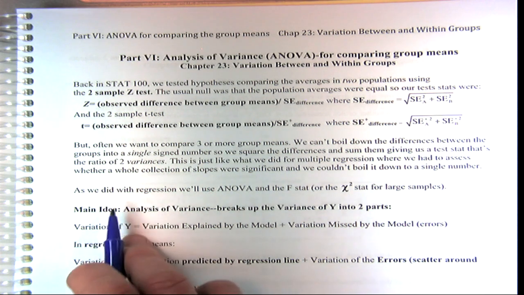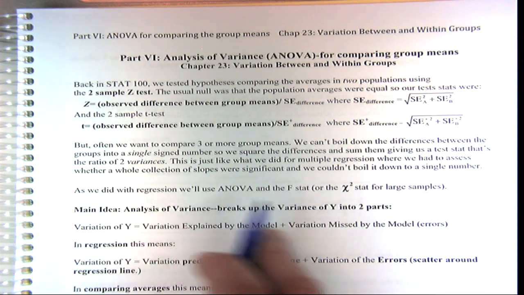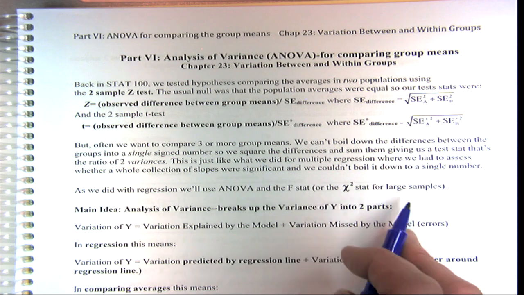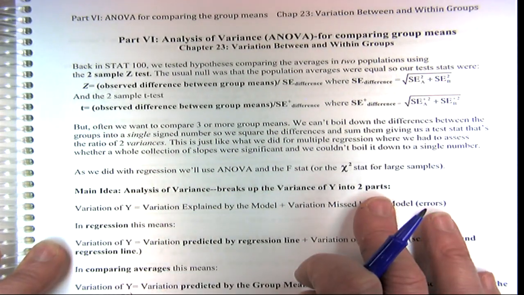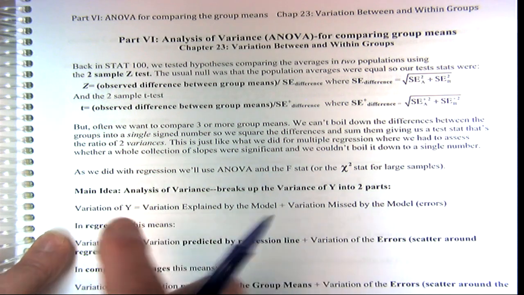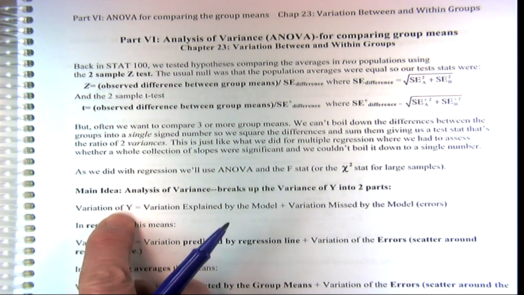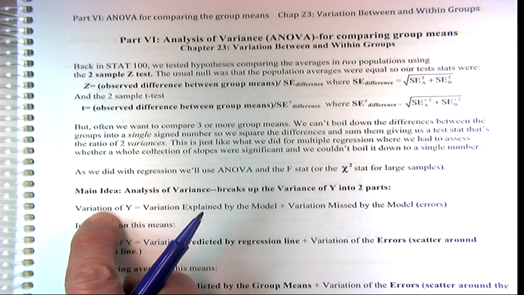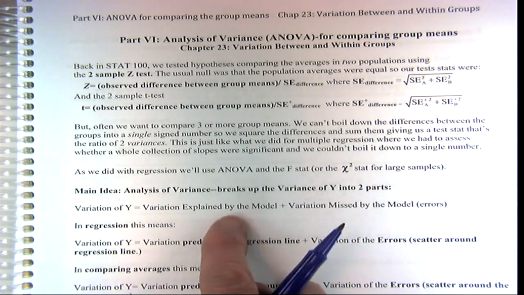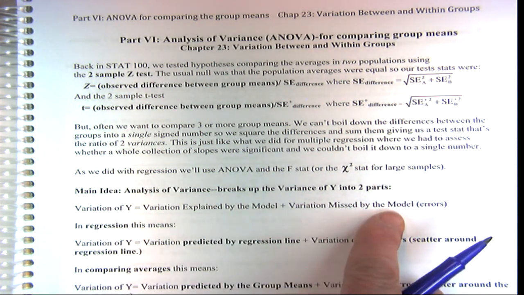So, as we did in regression, we'll use ANOVA and the F-stat, or the chi-square stat, for large samples. And the idea is we break the variance into 2 pieces. You have the sum of squares total, the variation of how spread out the y's are, whatever you're trying to predict. Look, if they were all exactly the same, there'd be nothing to predict, right? And then you break it into a model and errors.